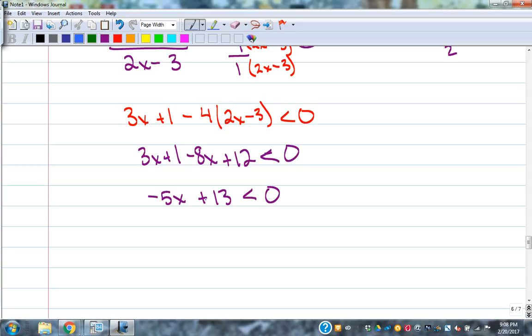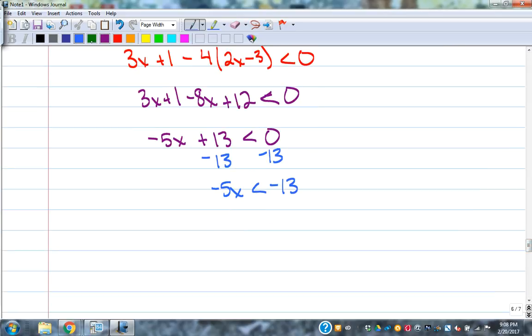Get x by itself. Negative 5x is less than negative 13. Divide. This is greater than 13 over 5.